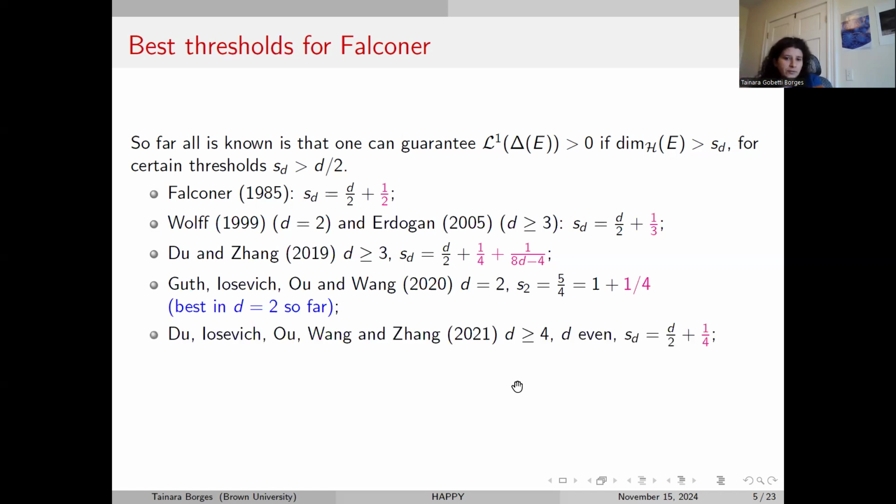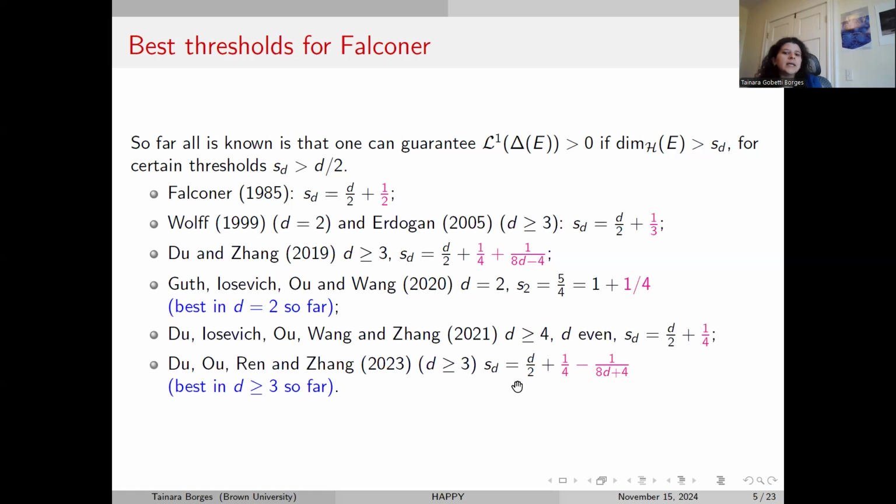And that was extended for even dimensions by Du, Iosevich, Ou, Wang, and Zhang. And last year, there was also a very nice improvement in the threshold for every d at least 3 that actually asked this extra amount in magenta to be 1/4 minus a small number. So this is the first time that you actually ask less than a quarter here.